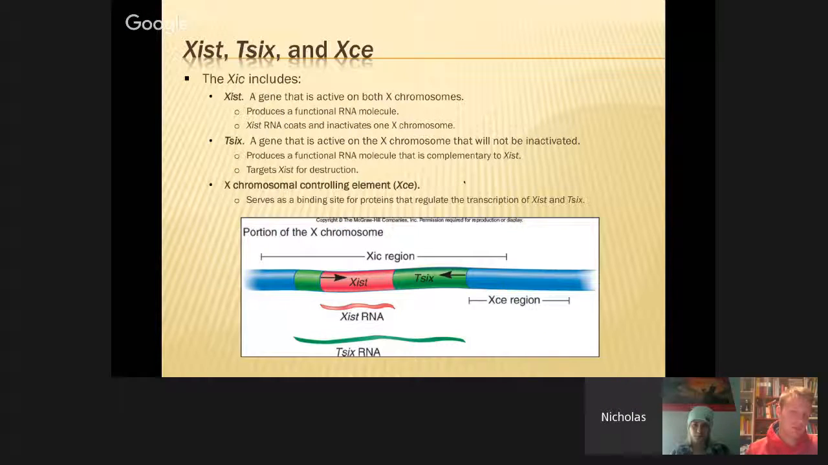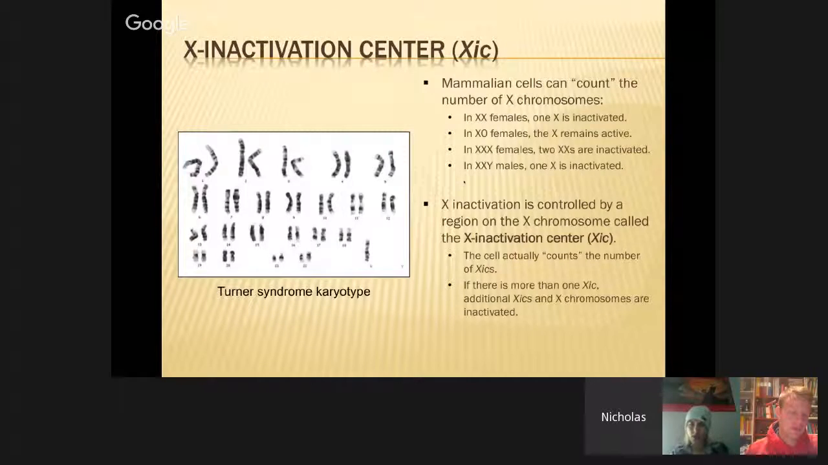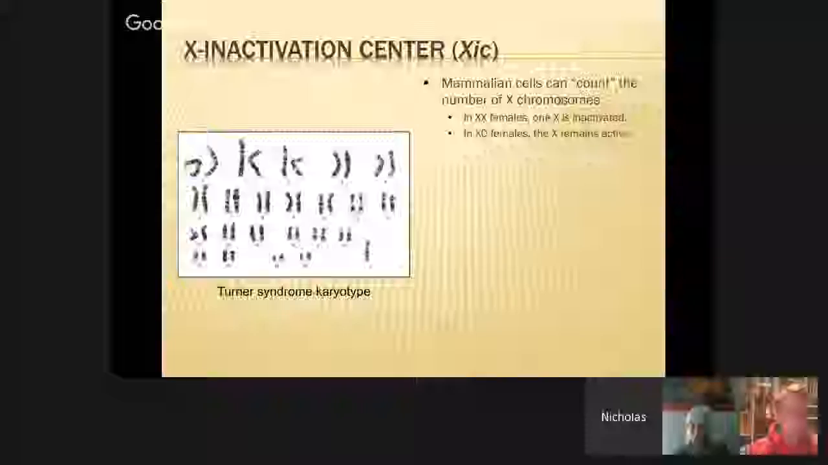So Barr bodies form when they're inactivated or activated? I think it's inactivated, right? Mm-hmm. Okay. So if those are both inactivated, I don't think you'll survive, because that means you're not going to have anything really coding, and you'll die. So that sounds reasonable to me.